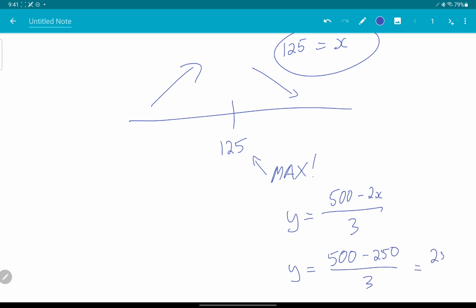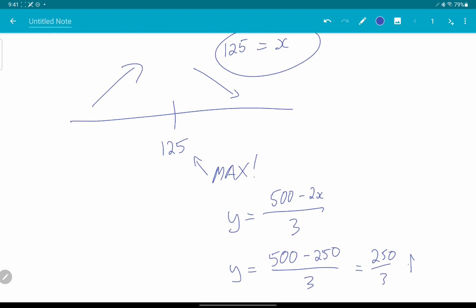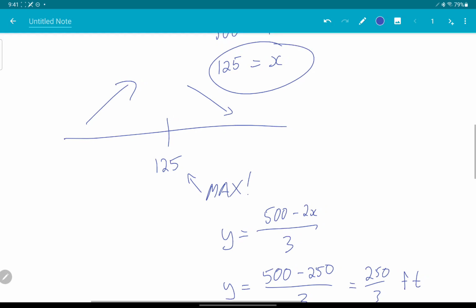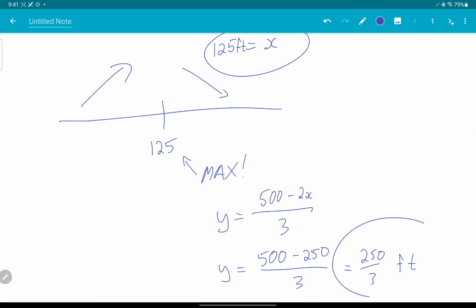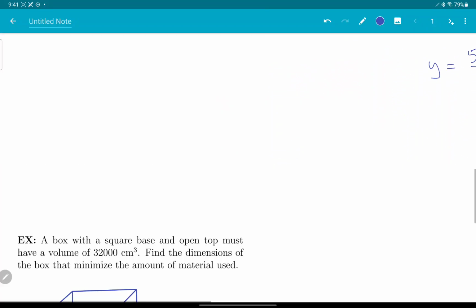And I get 250 over 3 feet. So I've given the two dimensions, x and y. That is sufficient. Okay, moving on. Next question is, where is it? There it is.